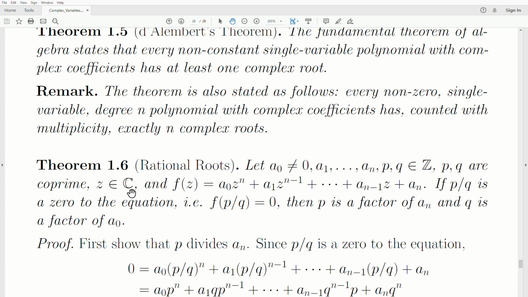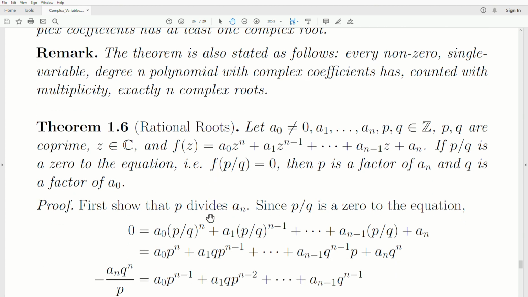Z, of course, is a complex number. And our nth degree polynomial f is written like this. Now, if the fraction P over Q is a zero of the equation, i.e. plug it in and you get 0, then P is a factor of an and Q is a factor of a0. So let's prove that.